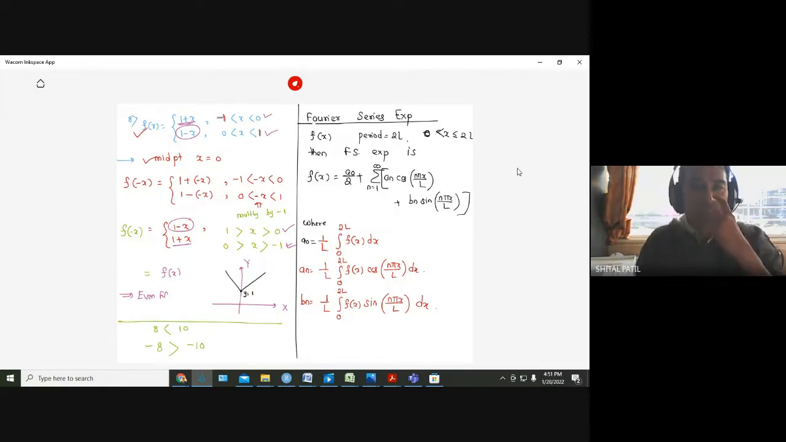Now we want to find the Fourier series expansion for even function and odd function. So let me go to the next page.